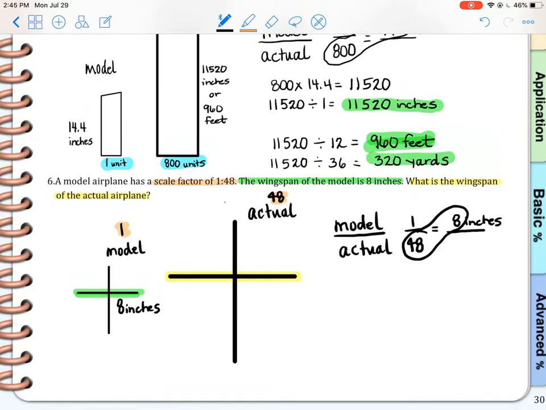And I have no idea. I believe it's 384, but I'm not certain. And this time I was okay, but not always. So 384 divided by 1 is 384.